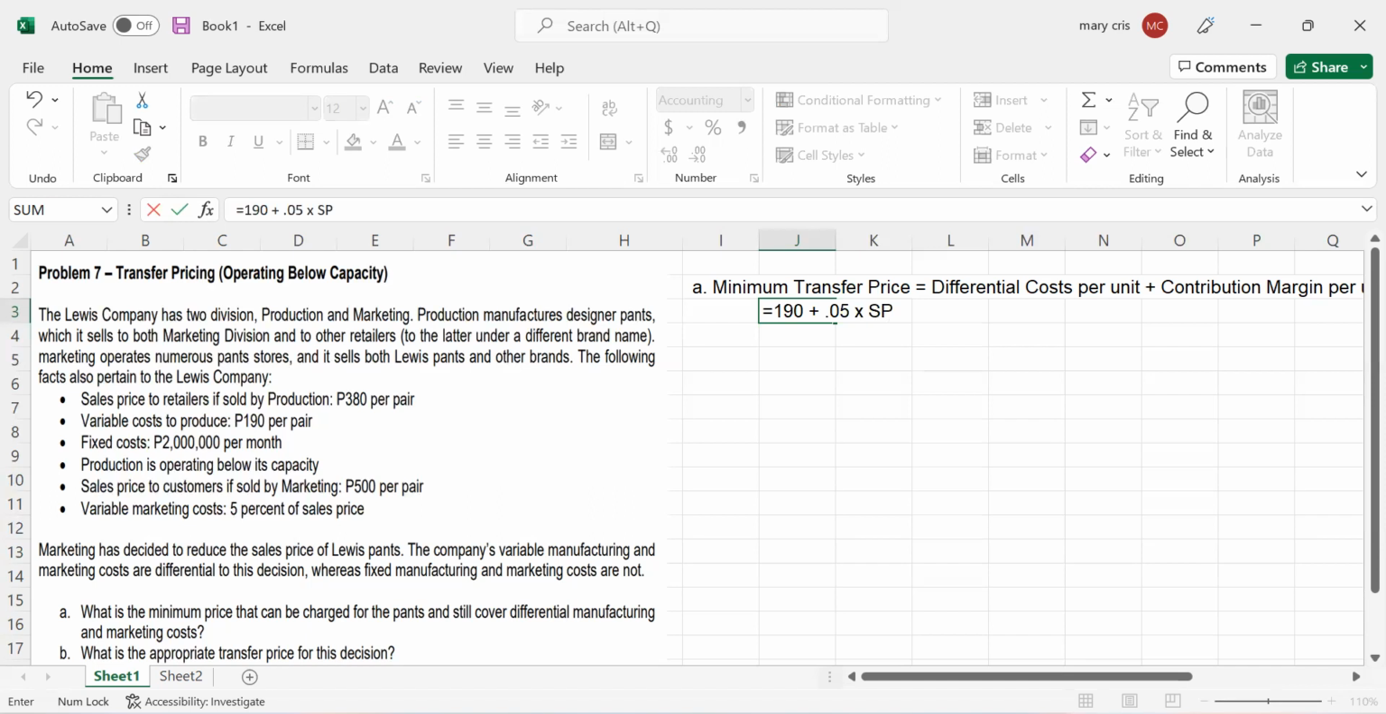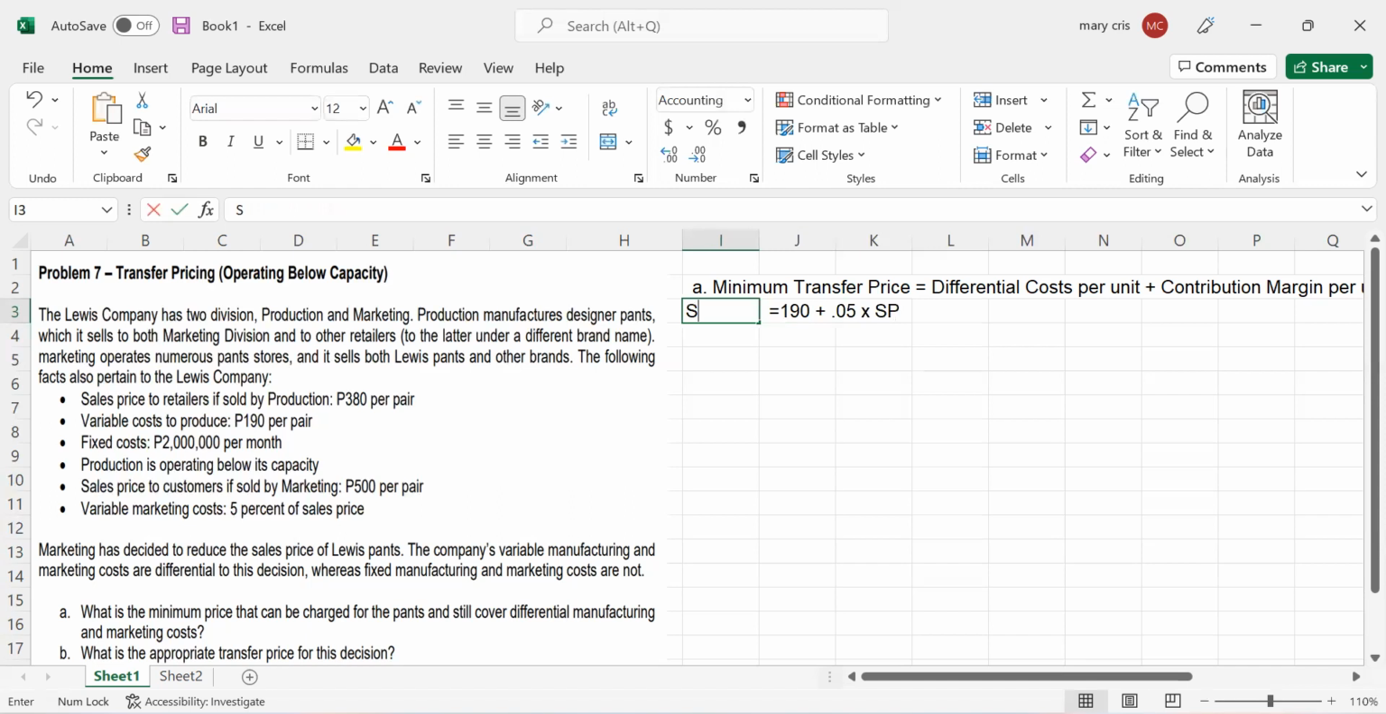So, yan. So, we can have this formula. The transfer price, ayan. Now, the transfer price is equivalent to 190 plus 0.05 of your target price. So, TP here is, of course, your unknown amount na which is your target price. So, pag ganito, you'll have na lang 190. So, this is TP. Ganito na lang siya. 0.05 TP.